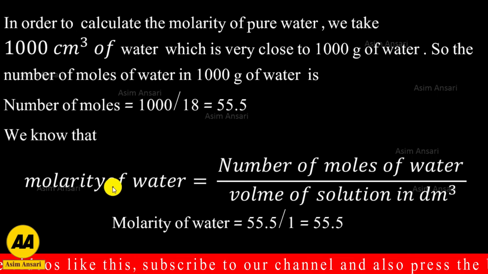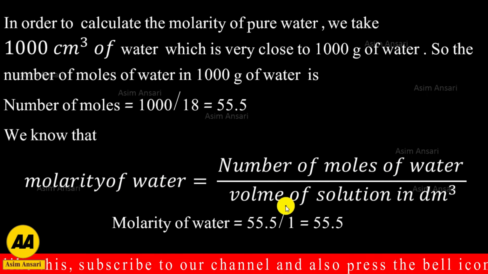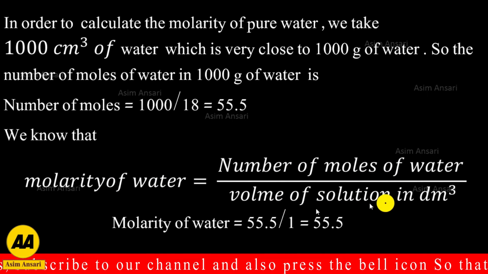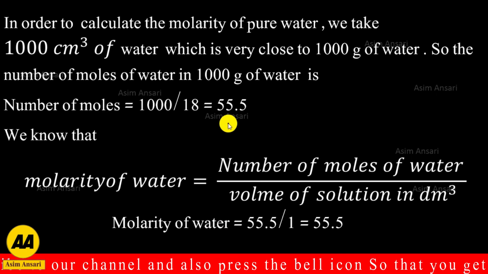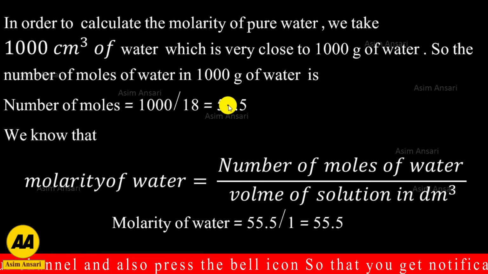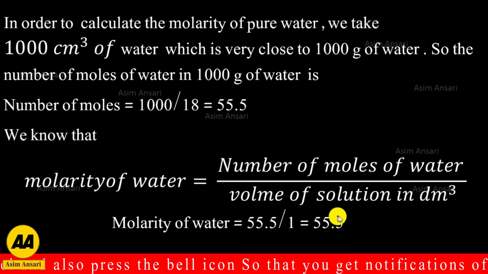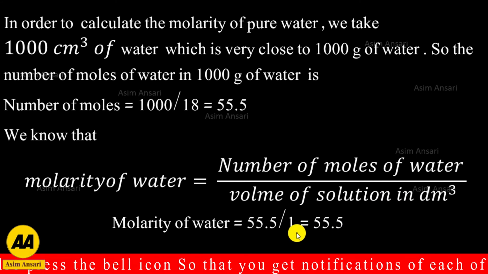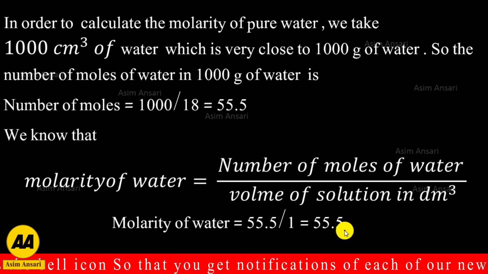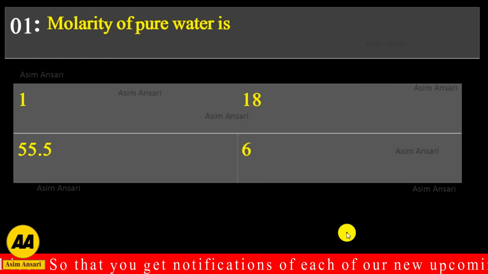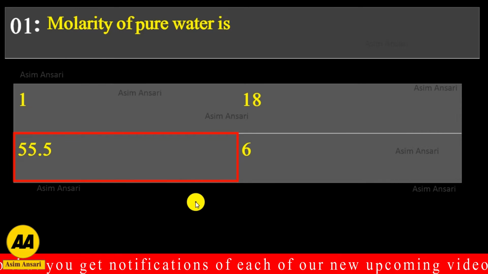55.5. We know that molarity of water is equal to number of moles of water over volume of solution in cubic decimeter, and we know the number of moles of water is 55.5 and volume of solution in cubic decimeter is 1. So the exact answer is 55.5.